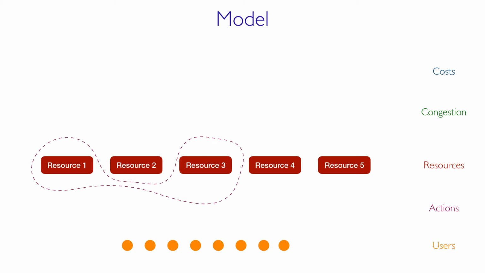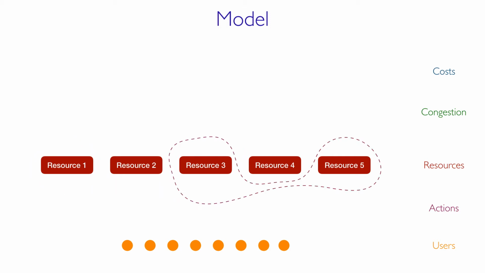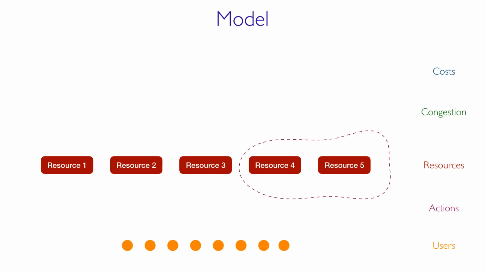For instance, an action can include the first and the third resources, or the third and the fifth resources, or the fourth and the fifth resources, and so on. The actions may include a different number of resources, and every player may have a different space of actions.